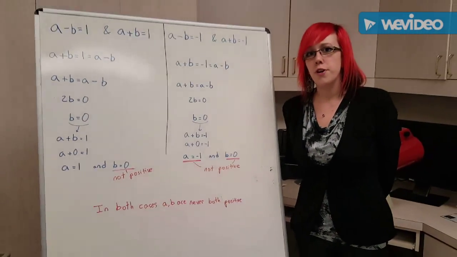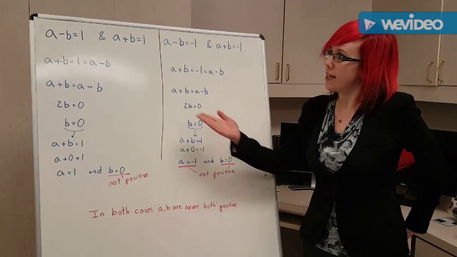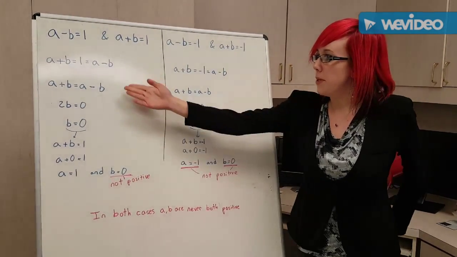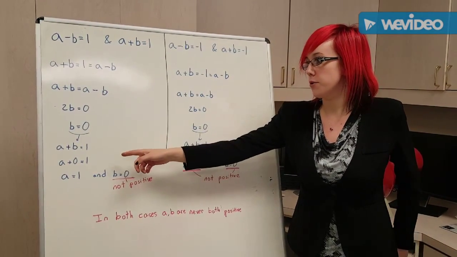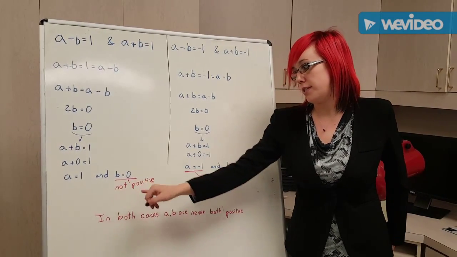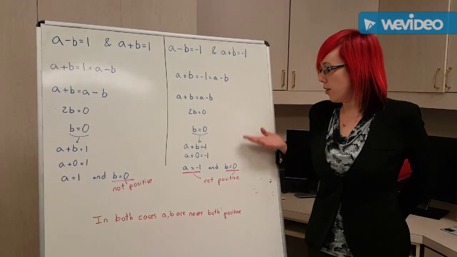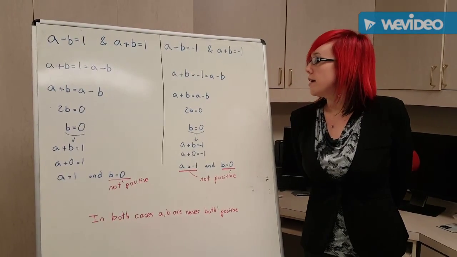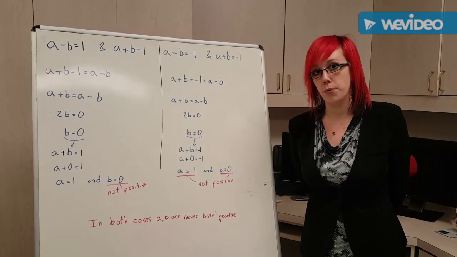So when we solve for a and b in both of the cases, we see that for the first case of a minus b equals 1 and a plus b equals 1, b ends up being 0, and when we plug it back into a plus b equals 1, we see that a is equal to 1. But since b is 0, it's not positive, so that throws that one out. For the other one, both of the variables a and b end up not being positive, meaning the only integer solutions that we got don't give us positive integer variables.